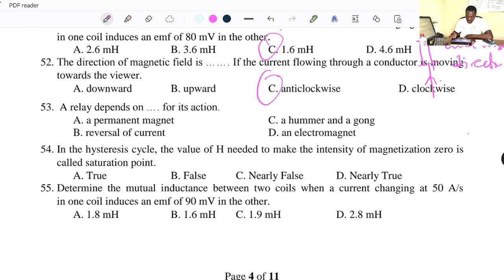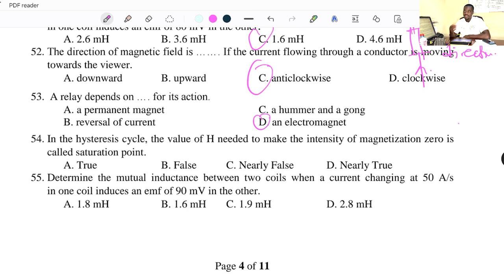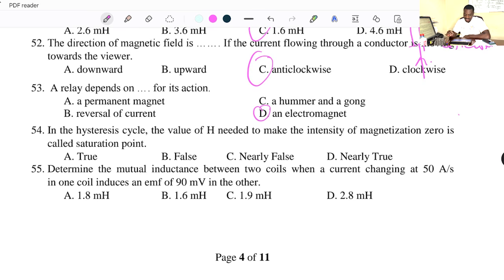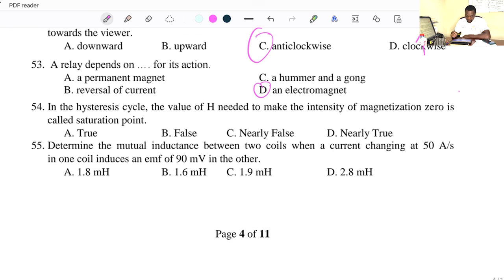See? Question 53. A relay depends on that for its action. A permanent magnet, a hammer and a gun, a reversal of current is what? An electromagnet, right? If you have a relay, it relies on an electromagnet. Once the electromagnet gets excited, it closes the contact, so you have a closed circuit.